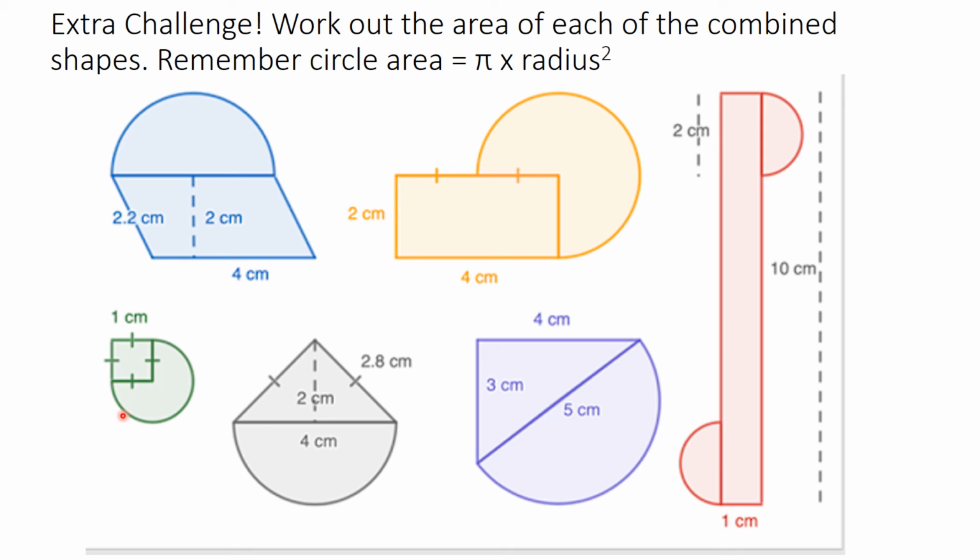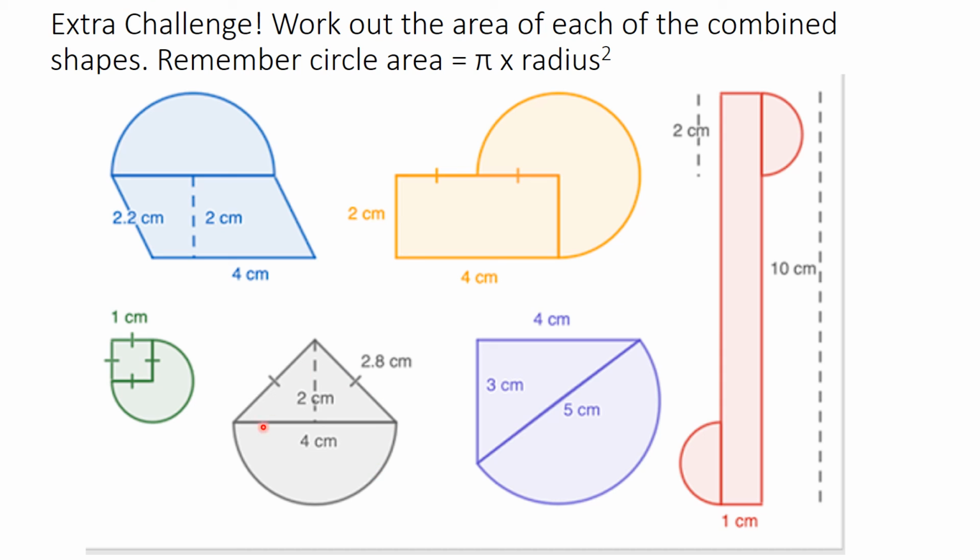Same again for this one down here, the green one at the bottom. You need to work out the area of this square, which is a 1 by 1 square, and then this is 3/4 of a circle which has a radius of 1. So work out the area of that circle, divide by 4, times by 3.